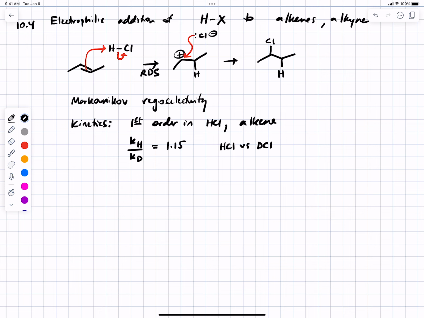Why it's not larger than that may reflect the force constant in the transition state between the new carbon-hydrogen bond and the old hydrogen chloride bond. But that's generally interpreted as evidence, along with the fact that it's first order in HCl, that you're changing bonding with a hydrogen in the transition state.